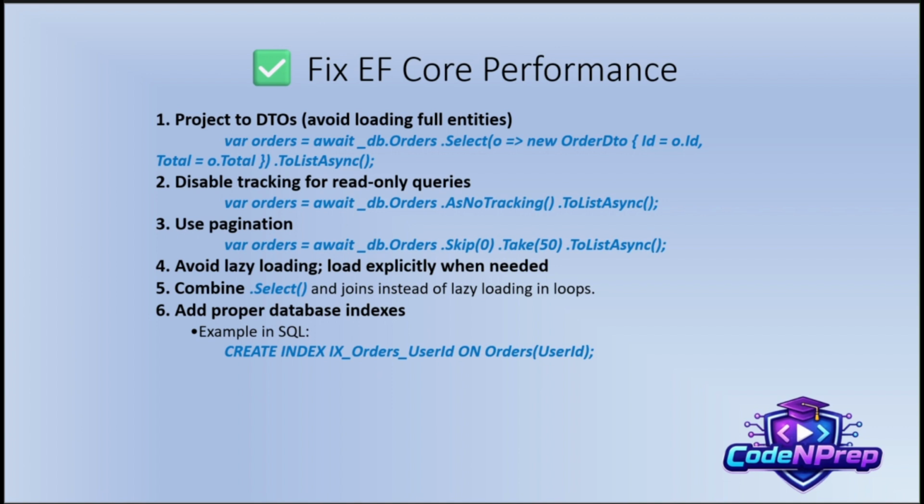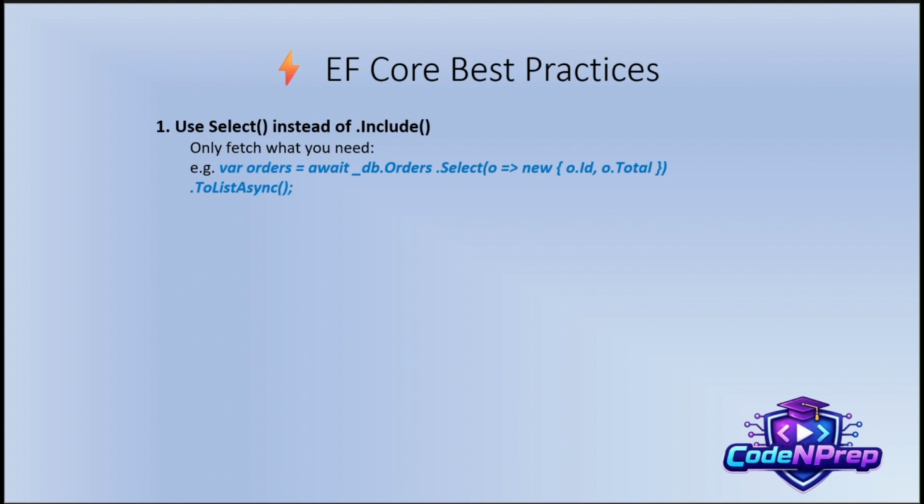Now let's see some of the Entity Framework Core best practices. First is use the Select function instead of Include. The first mistake I see all the time is using the Include function when you don't need full entities. Include loads everything, even data you never use. So instead project only what you need. If you can see this example, we have used the Select function. So it will fetch less data, and less data equals less memory and faster query execution.